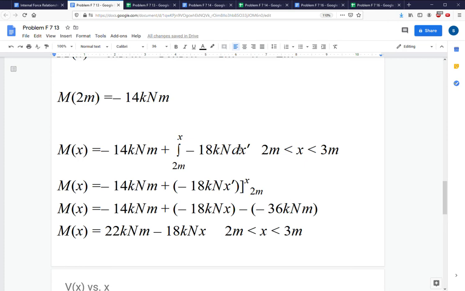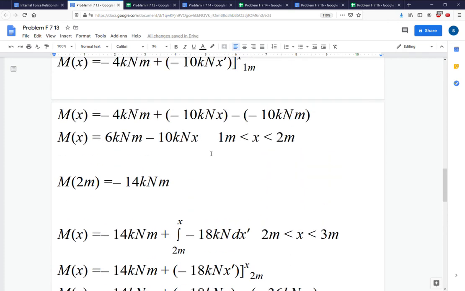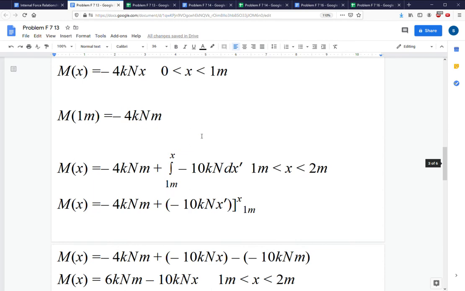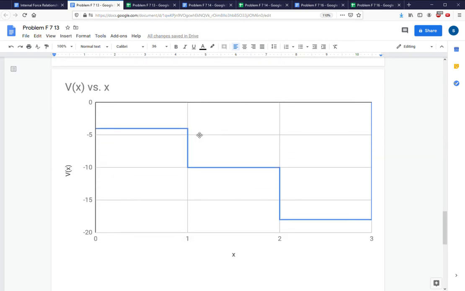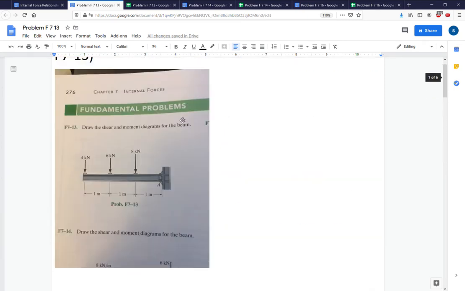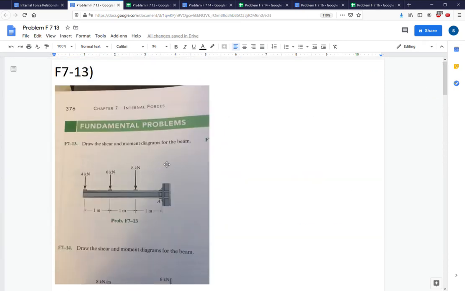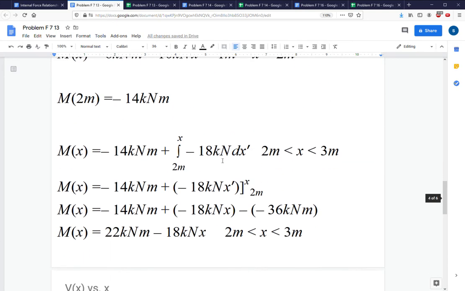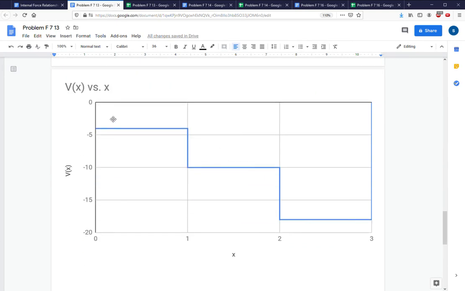The moment function is a little more complicated, but it is saved by a couple things. First of all, since there are no applied moments to the beam, there will be no discontinuous jumps. So the moment function will be continuous, not necessarily smooth, but continuous. In fact, because shear is the derivative of moment, we can see, okay, shear is constant here, it's constant here, it's constant here. The moment graph is going to be composed of a set of straight lines. It's going to be reasonably shallow for the first meter, steeper for the second meter, and even steeper still for the third meter.